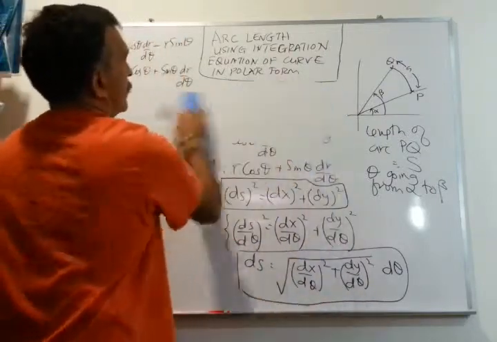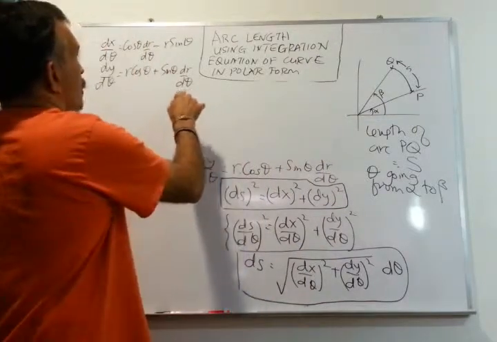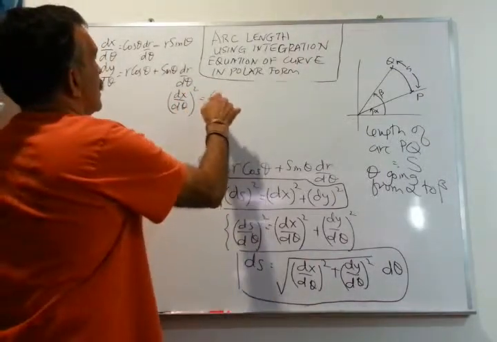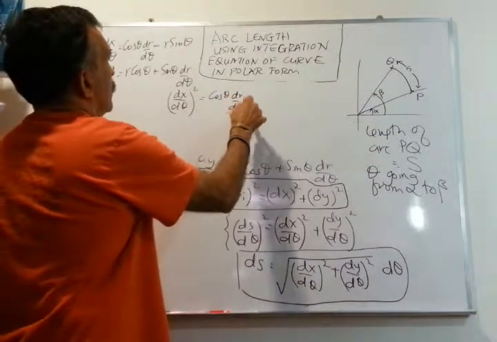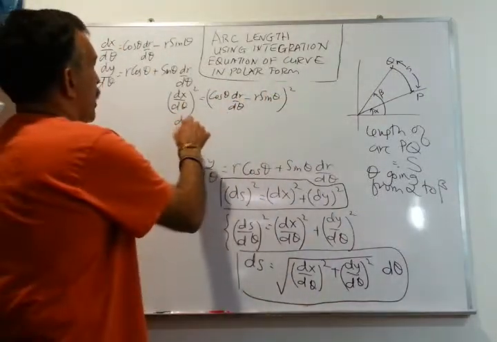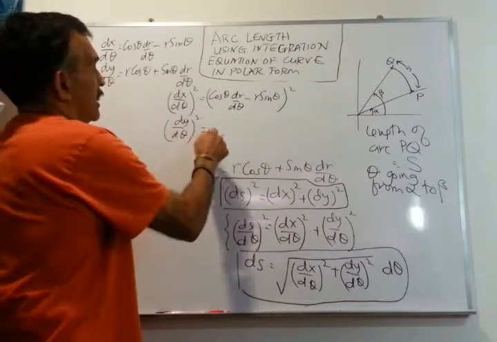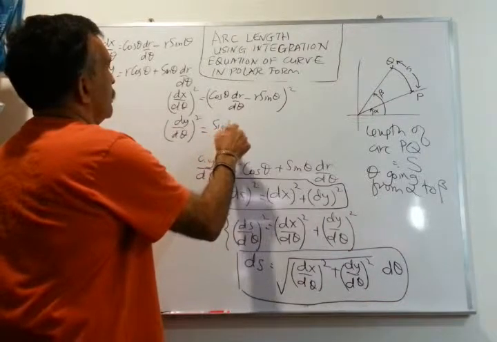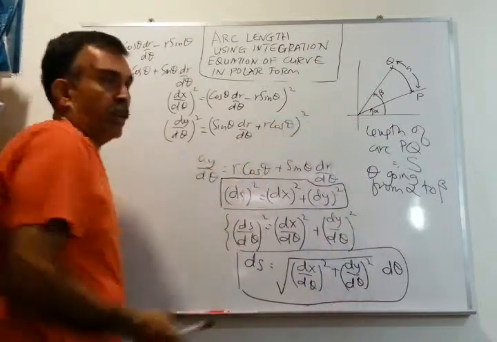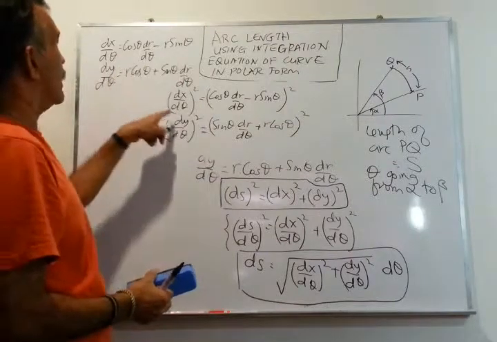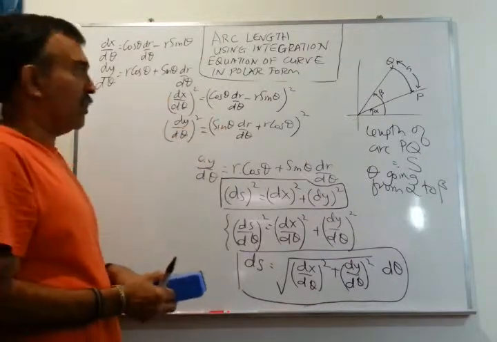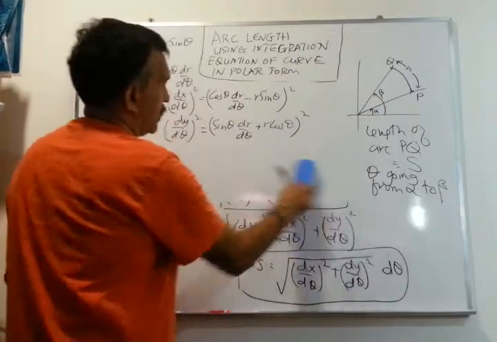So dx d theta squared, let me write it here, will be equal to cos theta dr d theta minus r sine theta, squared. And dy d theta, whole thing squared, is going to be sine theta dr d theta plus r cos theta, whole thing squared. I'm just copying this down from here. You can see from there. Now we need to add them up. We need to add both of these.